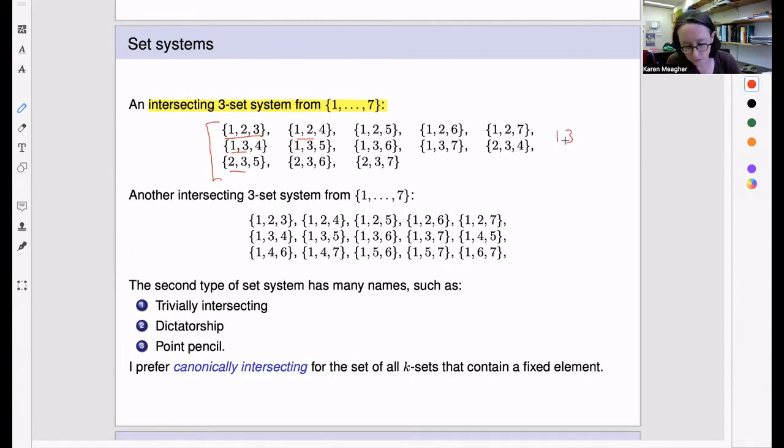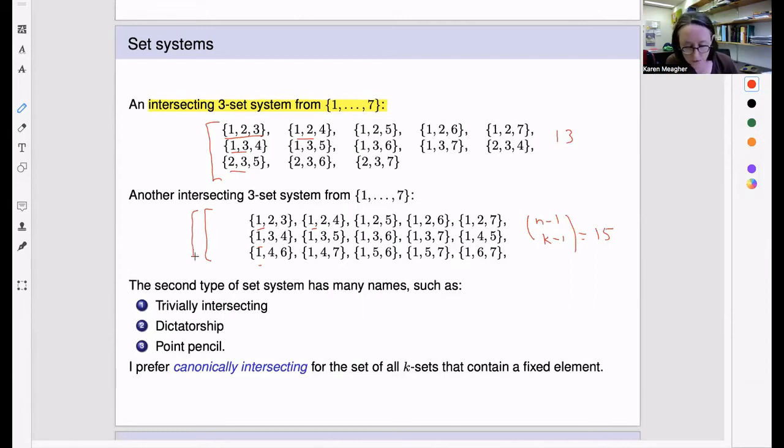But I can do better if I take this set system where everybody has 1. Now, if everybody has 1, for sure it's going to be intersecting. The size will be all the ways of filling the other spots with numbers but 1. And in this case, I get what, 15? And so I can make a bigger set system.